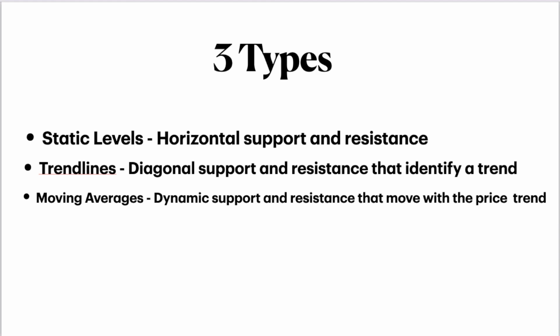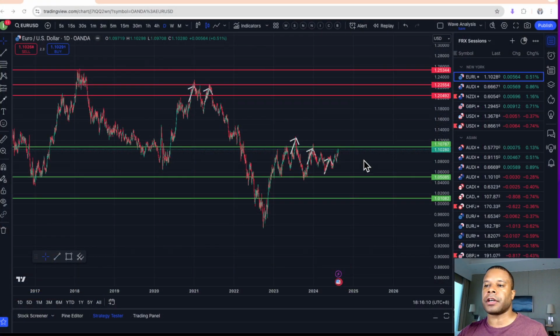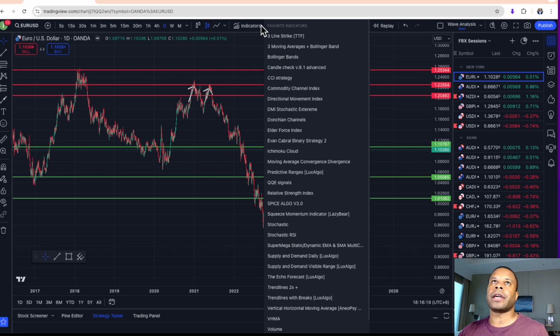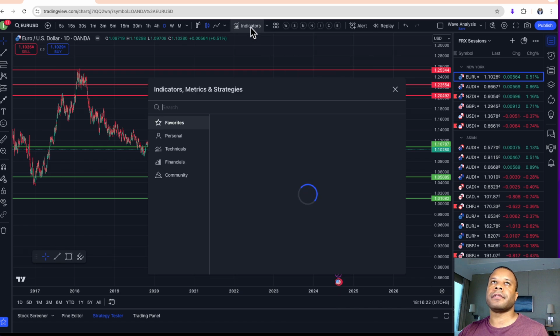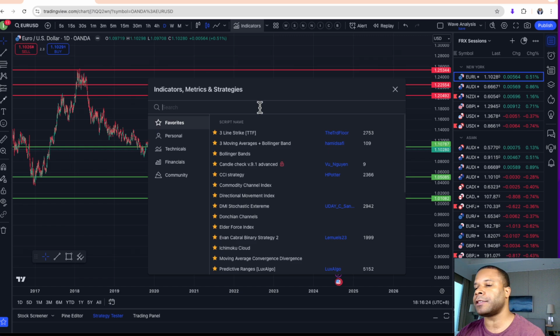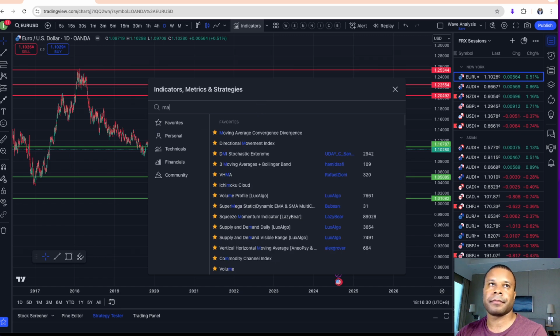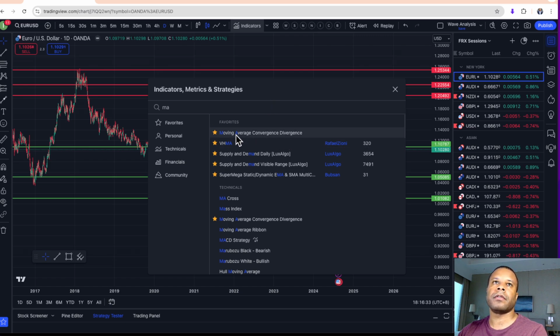Now let's talk about the third type of support and resistance. Now, this type is not technically, I would say, a tool in your charting. It's an indicator, right? And so let's go into our chart. On the top, we have what's called indicators here. We could go to indicators and type in something. I won't get too deep because there are different types of MAs. We have SMAs, MAs, but let's talk about the basic type of MA, which is a moving average.